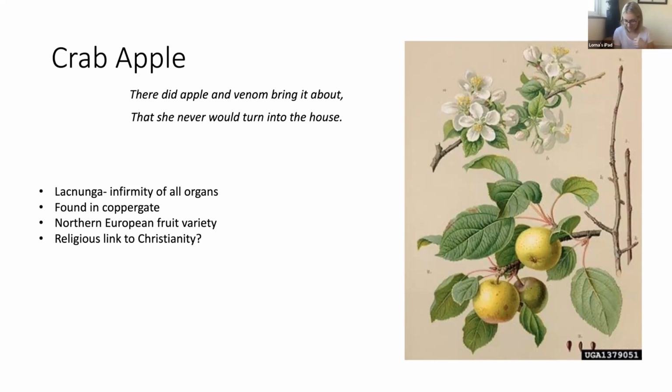Right. Anyway, so the next plant is crab apple. "There did apple and venom bring it about that she would never turn into the house." So this is where the manuscript splits off. The Nine Herb Charm actually ends at the last herb, which is interesting because it's not nine herbs, it's only seven. We think maybe the copyists got it slightly wrong when they were copying it out, and it actually merges with the charm underneath it, which is the Lay of Nine Twigs of Woden.